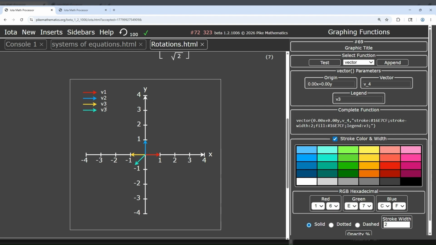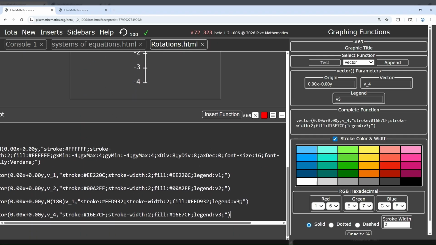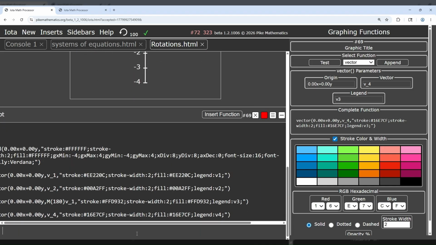You'll notice I made a mistake here, and I didn't label this green arrow as V4. I can change that. If I look at the script, you can see these are the legend titles. I'm going to change that to V4, and if I hit the red button, it's going to correct it. There you go.